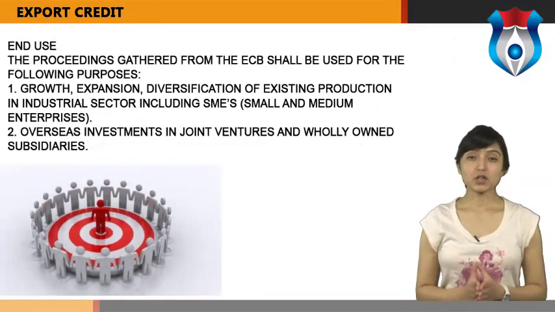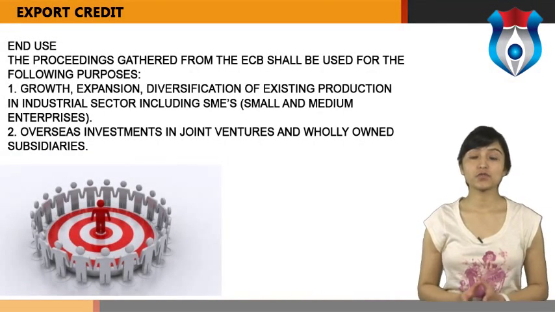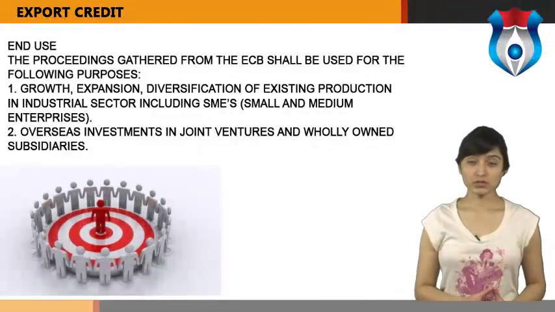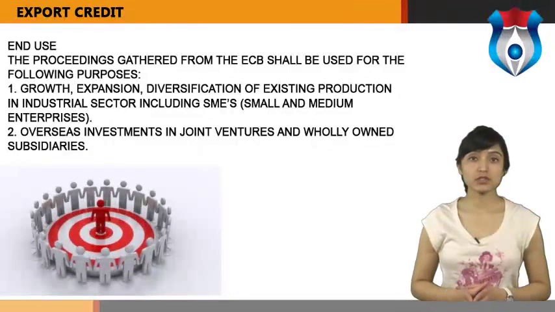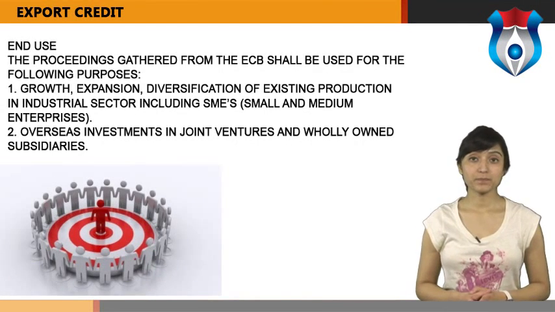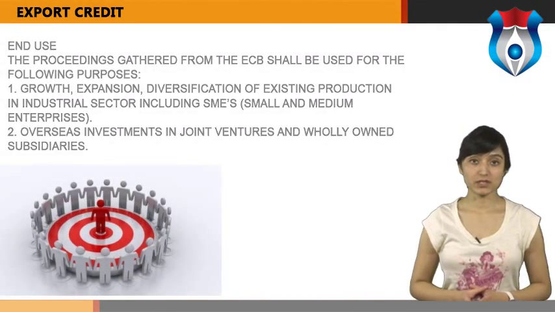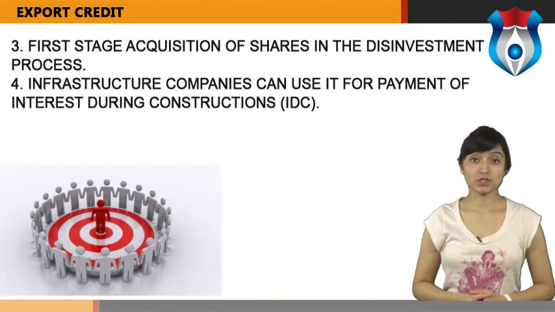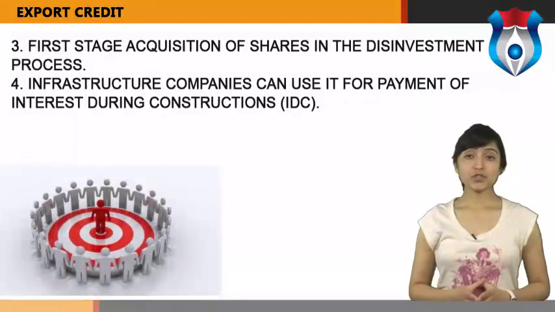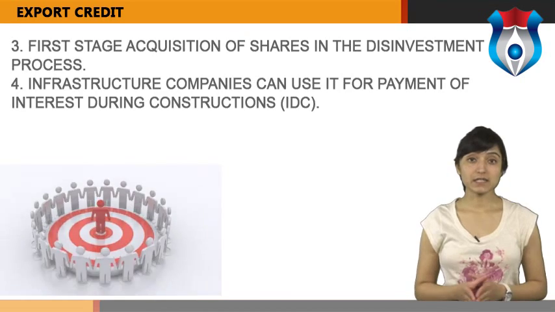End use. According to the Master Circular, the proceeds gathered from the ECB shall be used for the following purposes: growth, expansion, diversification of existing production in industrial sector including SMEs, small and medium enterprises, overseas investments in joint ventures and wholly owned subsidiaries, first stage acquisitions of shares in the disinvestment process. Infrastructure companies can use it for payment of interest during construction, IDC.